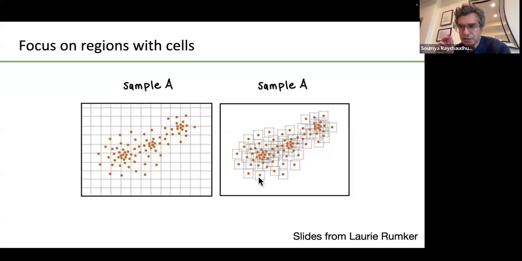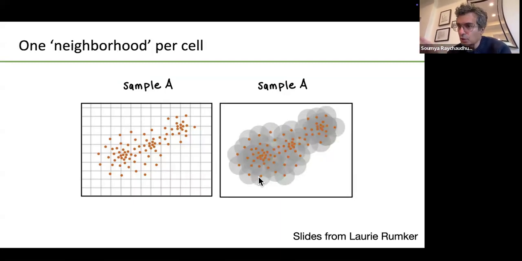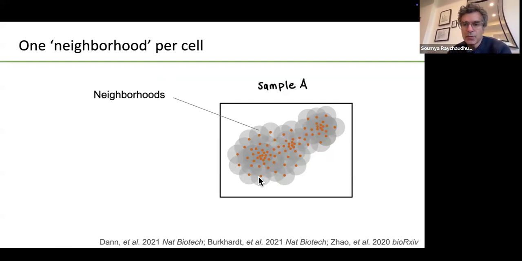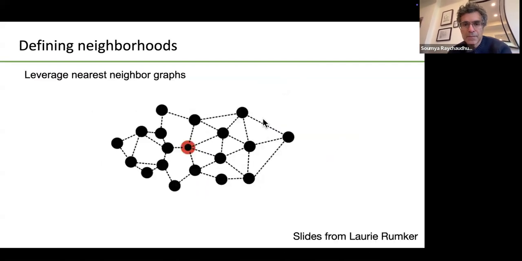And actually what we can do is center a neighborhood around each cell, and then start asking what's around every cell, not just in sample A, but across all other samples. And we call these neighborhoods. So the unit of analysis for a lot of what we do is not these large clusters, which are of arbitrary size, but rather these small neighborhoods.